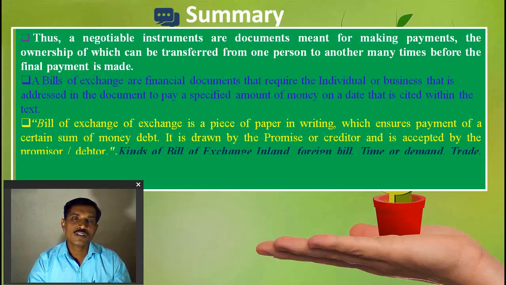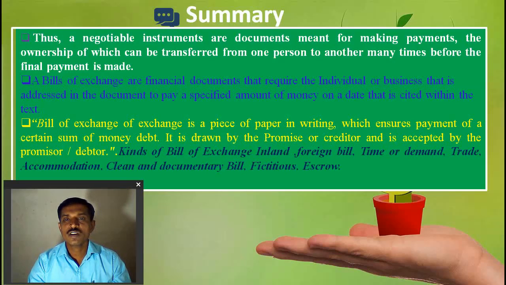The bill of exchange is a piece of paper in writing which ensures the payment of a certain sum of money or debt. It is drawn by the promisee or creditor and accepted by the promisor or debtor. We also looked at some kinds of bill of exchange: inland and foreign bill, time or demand bill, trade and accommodation bill, clean and documentary bill.